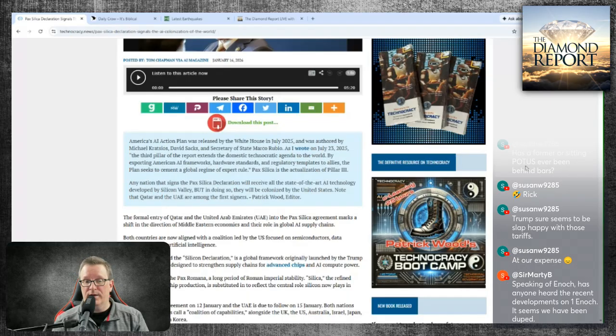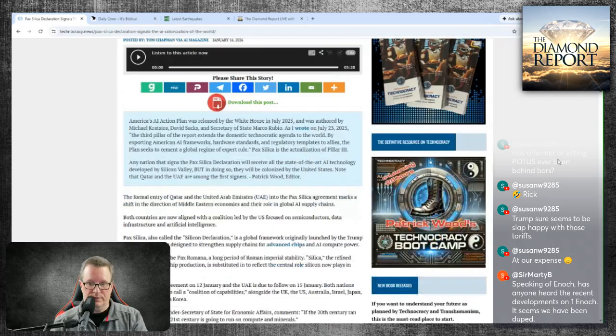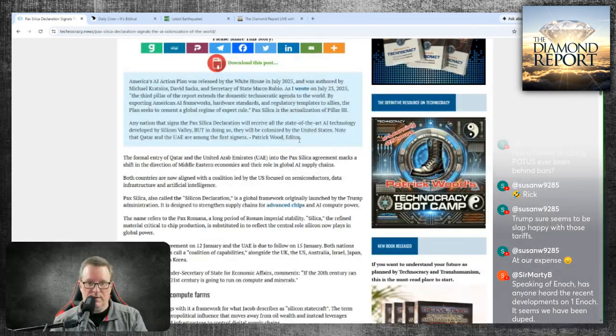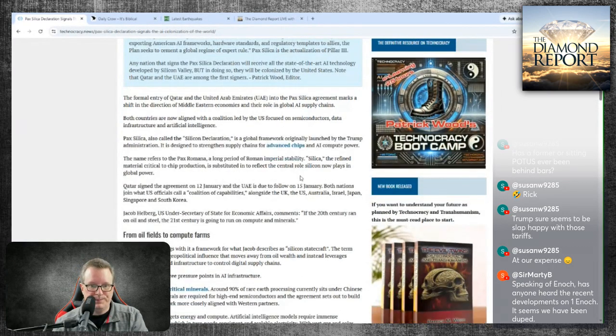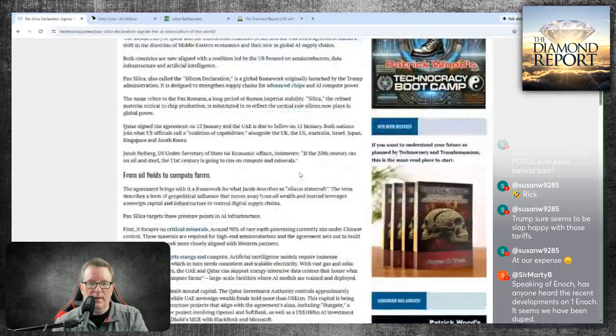Any nation that signs the Pax Silica Declaration will receive all the state-of-the-art AI technology developed by Silicon Valley, but in doing so, they will be colonized by the United States. Note that Qatar and the UAE are among the first signers. That's from Patrick Wood, the editor of this website. So how about that? Pax Silica Agreement. That does not sound good.